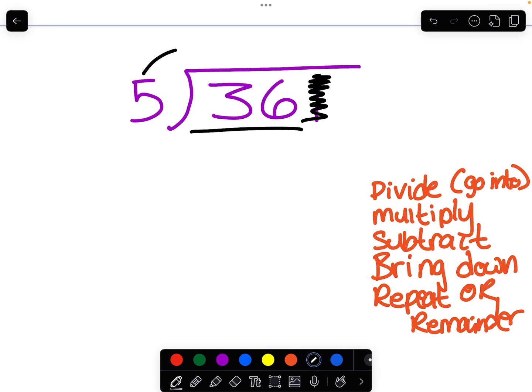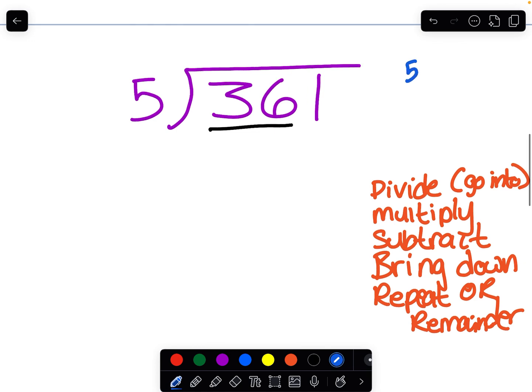And now I'm going to say, well, how many times does 5 go into 36? So I'm going to ignore that 1. And I'm going to say, how many times does 5 go into 36? One method is you can use your multiplication chart. I know my multiplication facts, so I know that 5 times 7 is 35, and that's the right number. But what some kids will do is they'll go 5 times 1, 5 times 2. They'll just write out their facts on the side here.